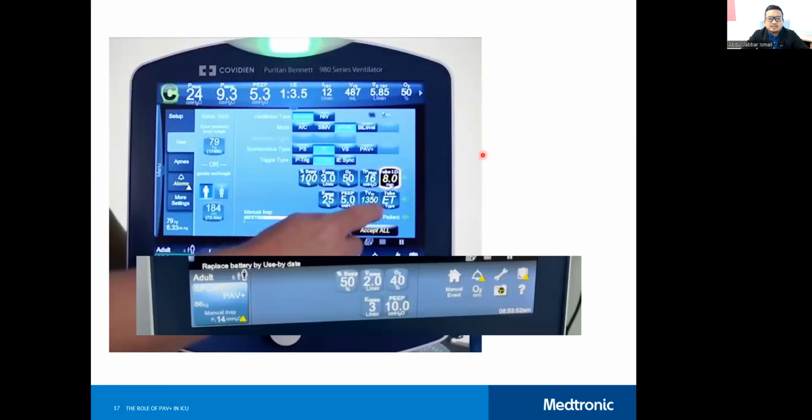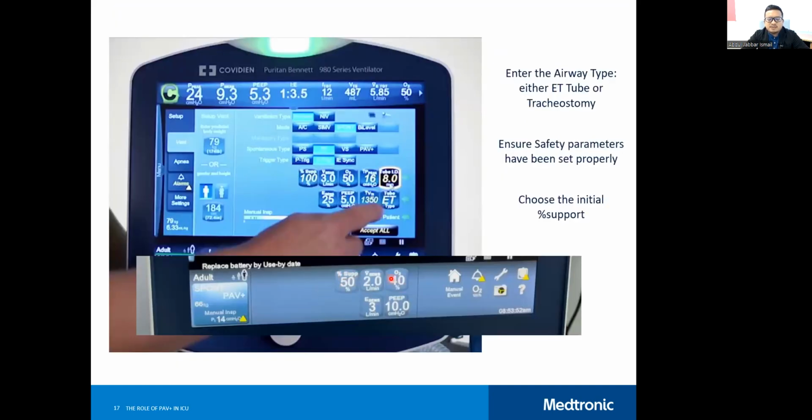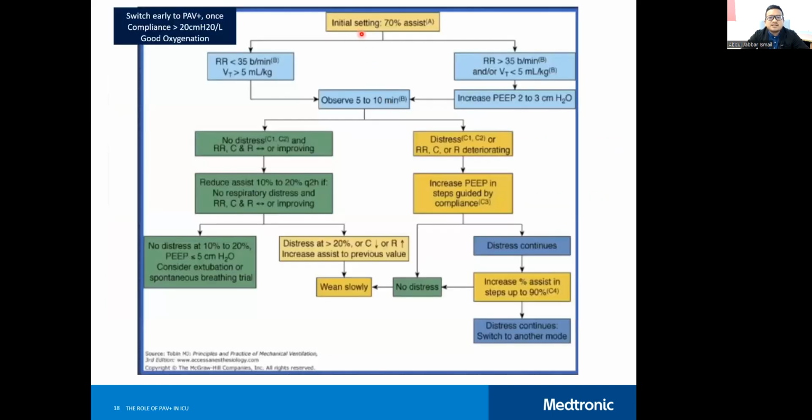So how do I use PAV plus? As you can see here, in order for the machine to calculate the resistive load, you need to key in what type of airway the patient has, either endotracheal tube or tracheostomy tube, and you need to key in the tube diameter, so either 8.0, 7.5, 7.0. Then you need to ensure the safety parameters have been set properly, like the maximum tidal volume, peak airway pressure, and so on. Okay, and then you choose the initial percentage support. You can choose here the percentage support, the FiO2, and also the PEEP. The initial setting has been suggested to be at 70% assist. Okay, the percentage support at 70% initial setting.